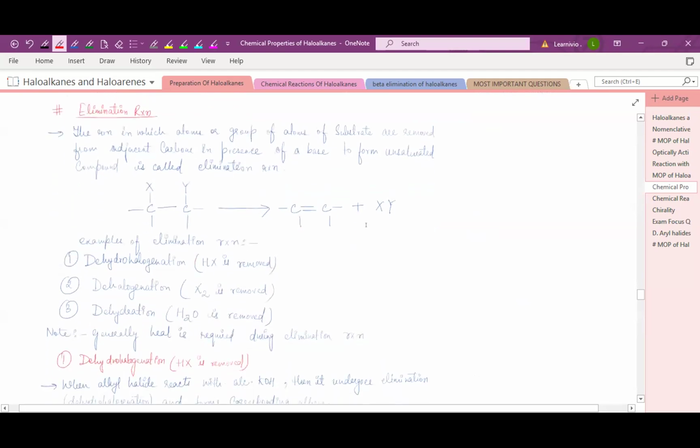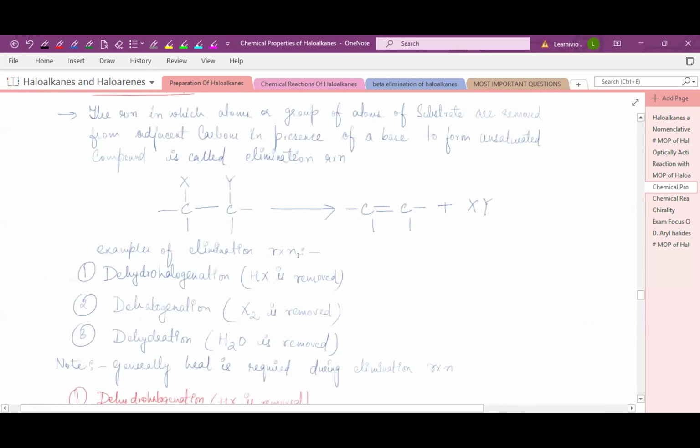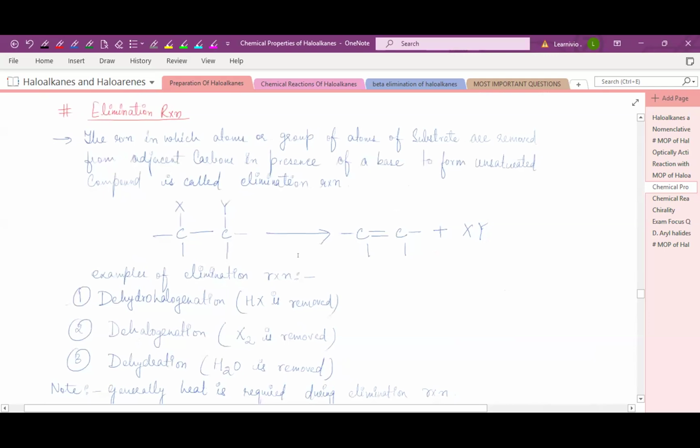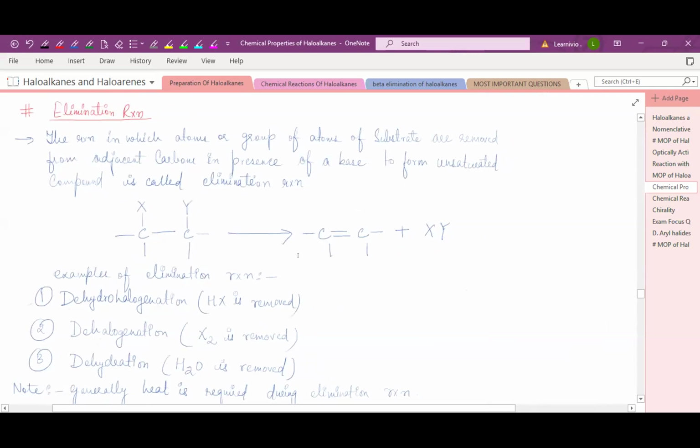Okay. So we have already completed the first reaction, which is nucleophilic substitution. Now the second reaction of your haloalkane is the elimination reaction. So what is elimination? You eliminate. In the substitution reaction, you are just replacing one group with another group. But in the elimination reaction, there will be no replacement. You have to eliminate the group, and instead of that group, there will be no replacement.